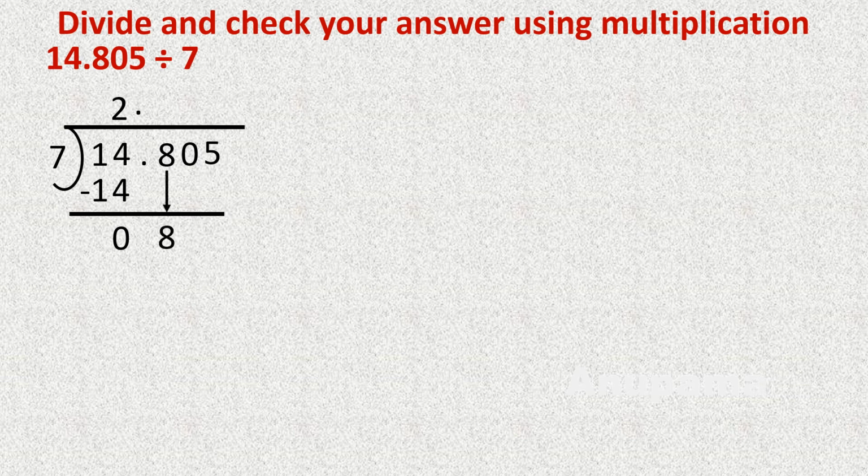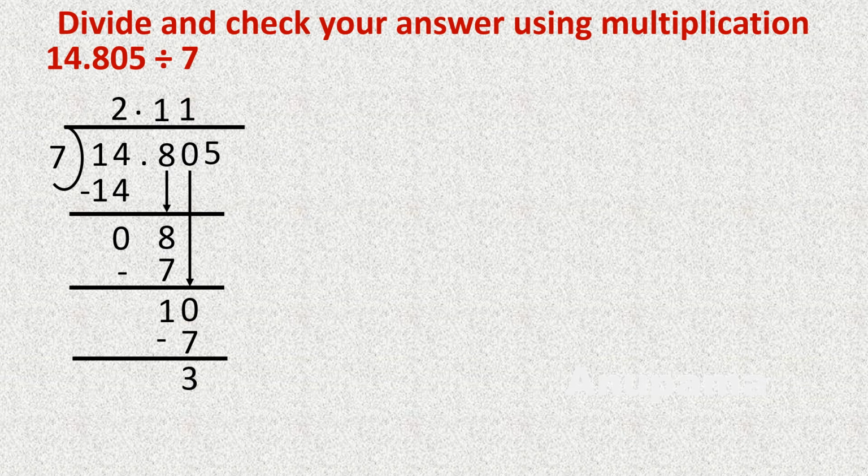Now we will write down 8 here. Now we will tell the table of 7 in 8. So how many 7s can be fit in 8? 7 ones are 7. So we will write 1 here and 7 here. Now we will subtract it. 8 minus 7, which is 1. Then we will write 0. Now it is 10. Now we will tell the table of 7 in 10. 7 ones are 7. Now we will subtract 10 minus 7, which is 3.